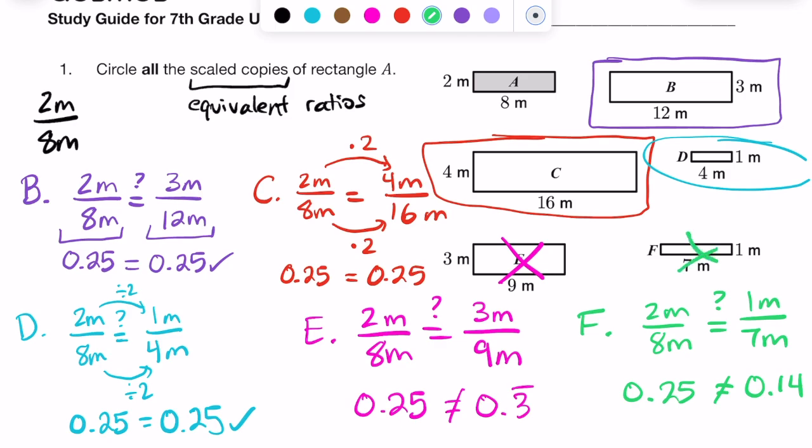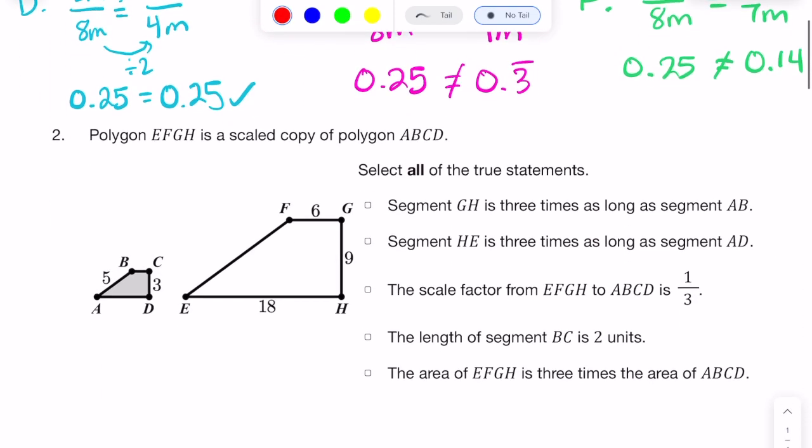So when we think of scaled copies, we should think that there are equivalent ratios, and there's a scale factor. From A to C, we can clearly see a scale factor of 2. And from A to D, you can also clearly see the scale factor of dividing by 2. But for B, you probably aren't going to see that scale factor in your head just by looking at it. That's when it's most helpful to set up these ratios and check their decimal value and see if they're equivalent. Awesome.